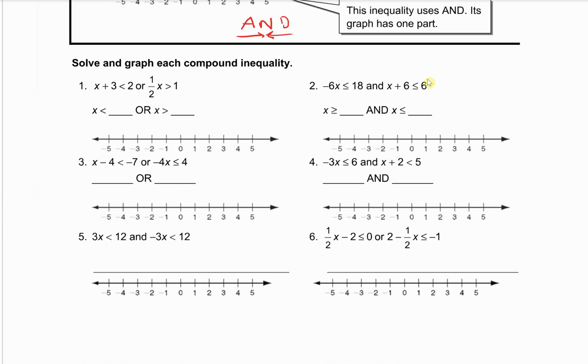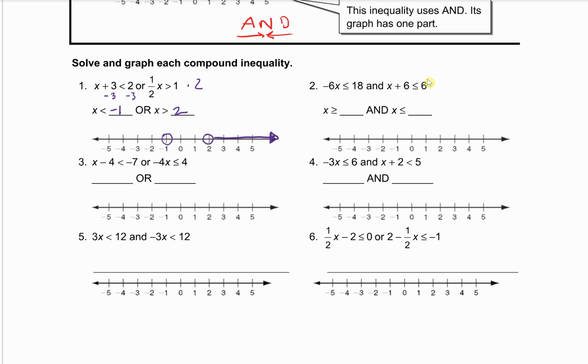We got x plus 3 is less than 2, or 1/2 x is greater than 1. So over here, I'm just going to subtract 3. So I get negative 1. To get rid of 1/2, I'm going to multiply by 2. So I get 2. Now, if this happened to be negative, I would have to switch my inequality, but it's not. So I get x is less than negative 1, or x is greater than 2. So less than negative 1, that means I got an open circle at negative 1. Greater than 2, I got an open circle at 2. It's an or. Greater than means I'm going this way.